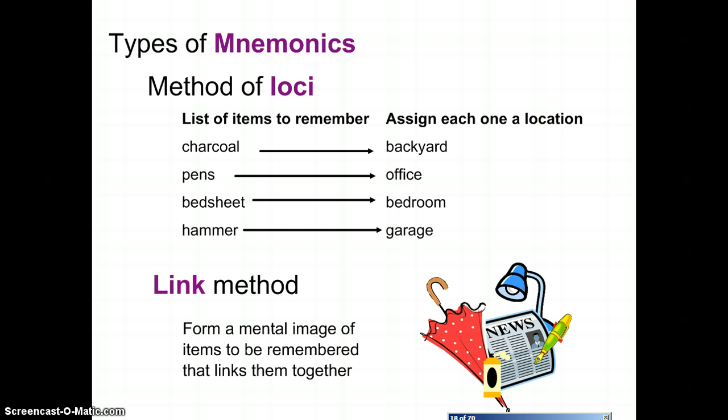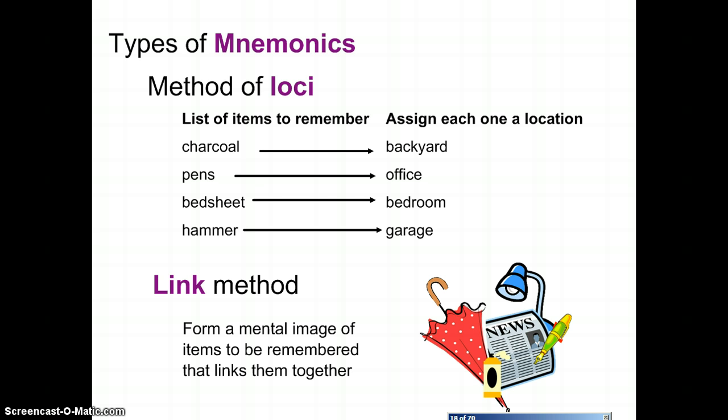Another different mnemonic is the loci method. In this method, you assign each item you want to remember to a location. So if you want to remember charcoal, pens, a bed sheet, and a hammer, assign charcoal to the backyard, pens to the office, the sheet to the bedroom, and the hammer to the garage. When you need to recall the list, just take a tour of your house. A visual tour, that is.